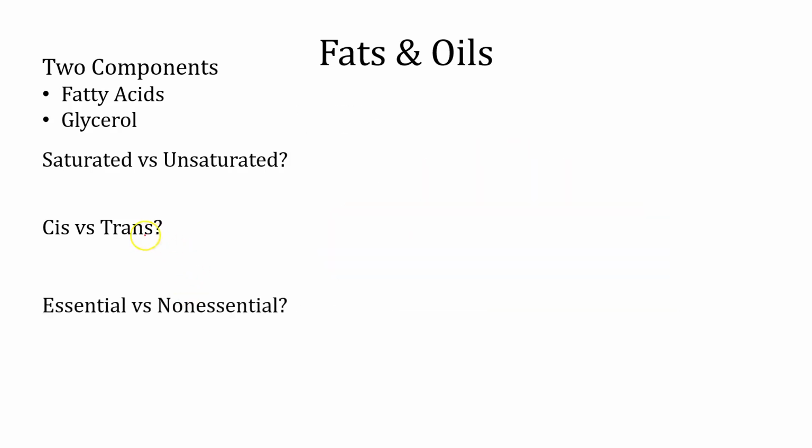Another characteristic of fats and oils is whether they're essential or non-essential. Essential means that these are not made in the body, and so we must acquire them in our diets. We have to eat them, okay? We must consume them. Non-essential means that these are actually made in the body, so it's not a big deal if we don't get them in our diet because your body can just make them.